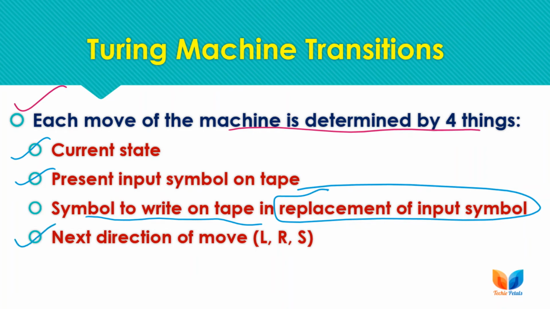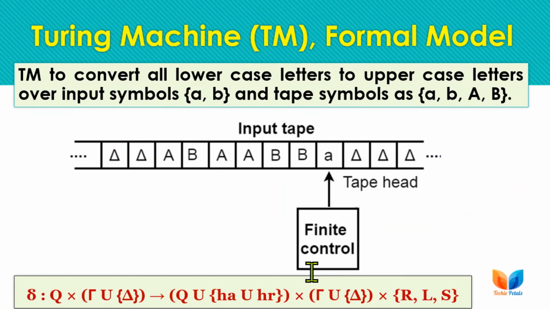And we need to define the next direction, meaning the next symbol to be read is from the left or from the right, or we are moving to the halt state with a static move. By static move we mean that the machine will move to the inactive state and no further movement is allowed. Now let's define the transitions, how to write the transitions.